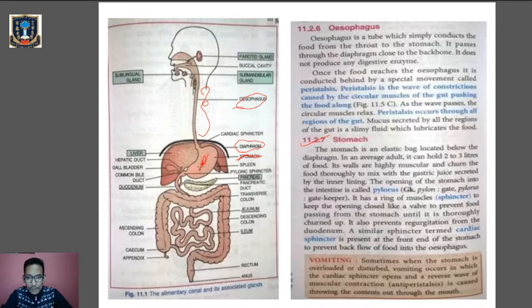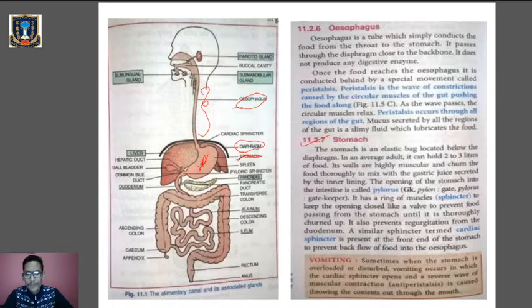The stomach is an elastic bag located below the diaphragm. The black one in the figure is the diaphragm, and just below the diaphragm we have the bag-like structure which is called the stomach. In an adult it can hold up to 2 to 3 liters of food.